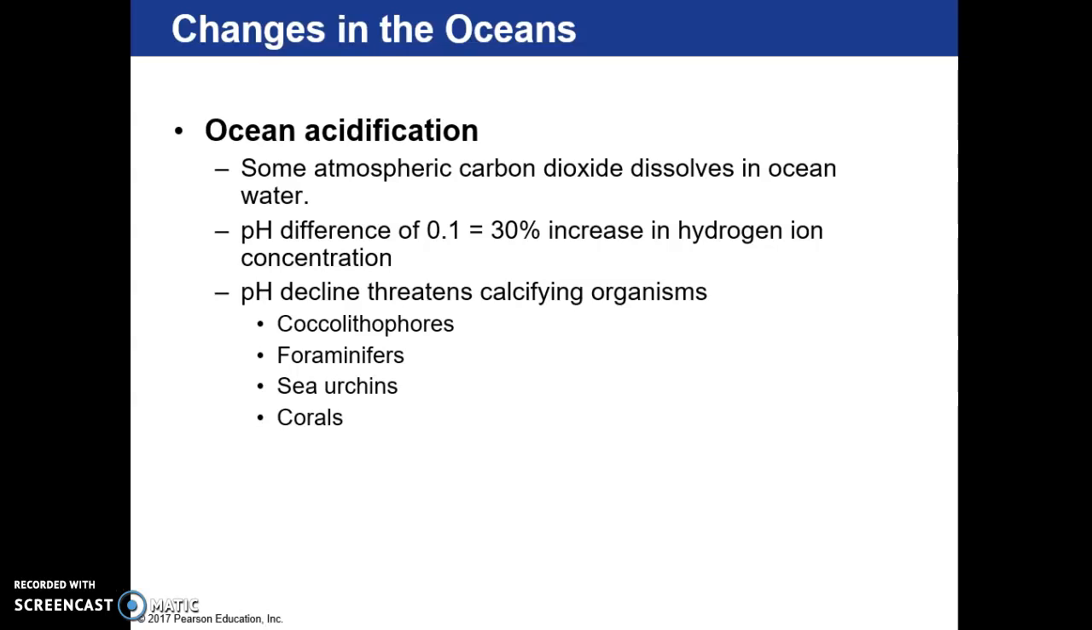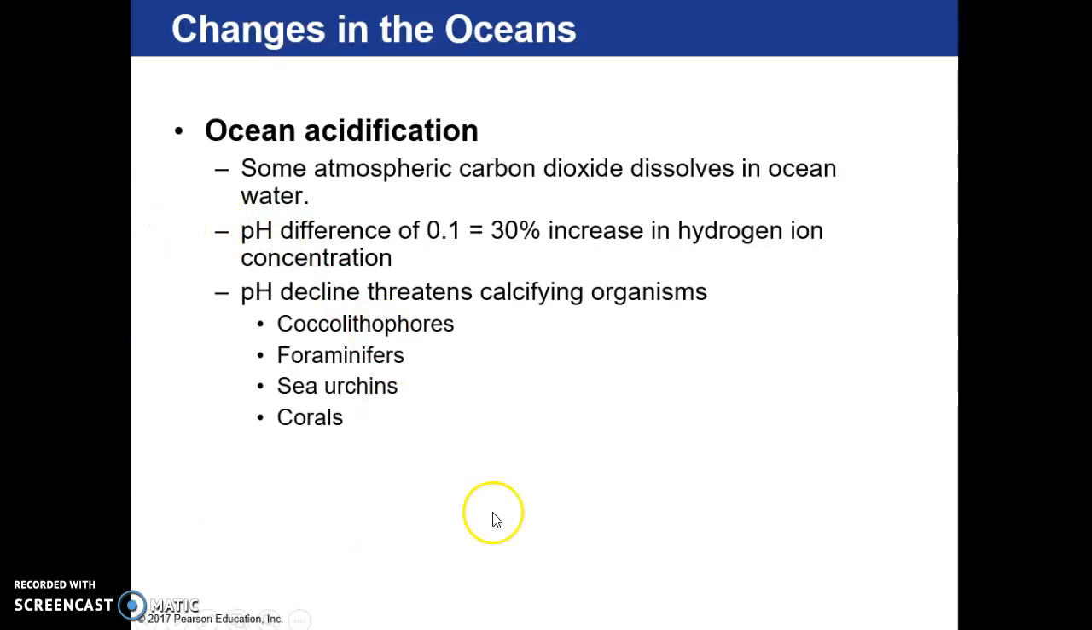So seawater is slightly basic. It's about 8, and 7 is neutral. So anything that moves in the acidic direction, it doesn't actually have to become acidic, but if it moves in the acidic direction, it already starts causing issues. So we have had a 30% increase in hydrogen ion concentration. For those of you who have explored acids and bases, you know that that's the measure of acid content.